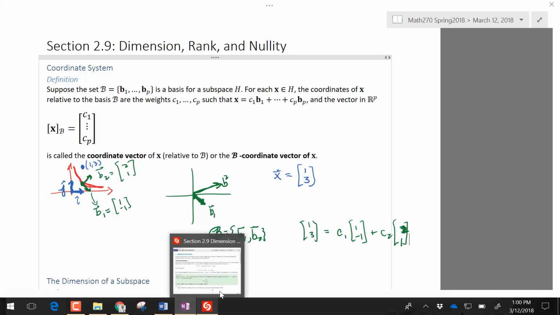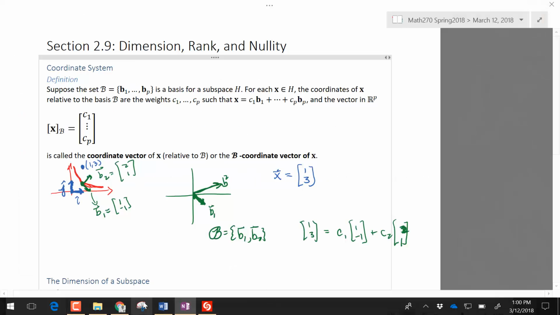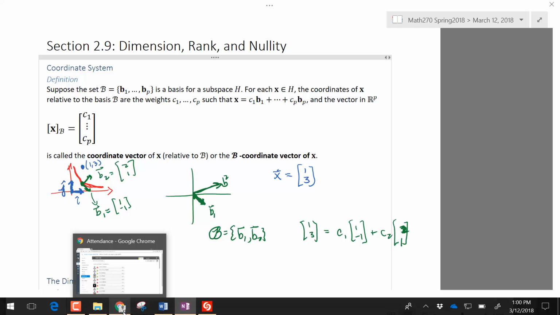I should make a test where you don't need calculators. That means it's going to be a lot more theoretical. But that's what linear algebra is. It's theoretical.